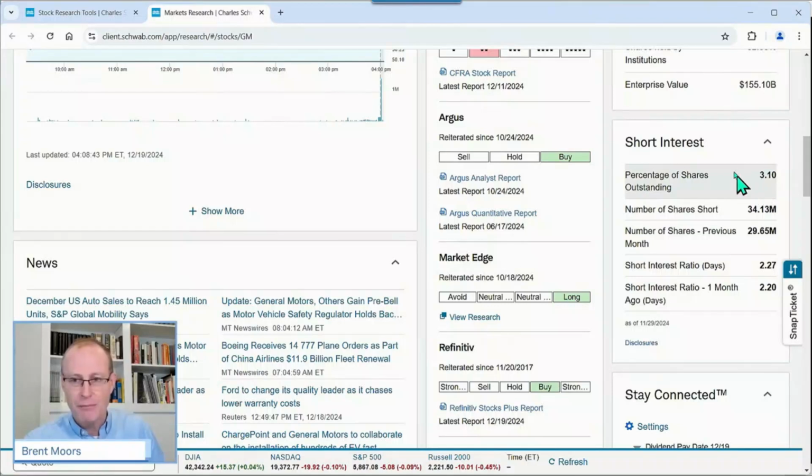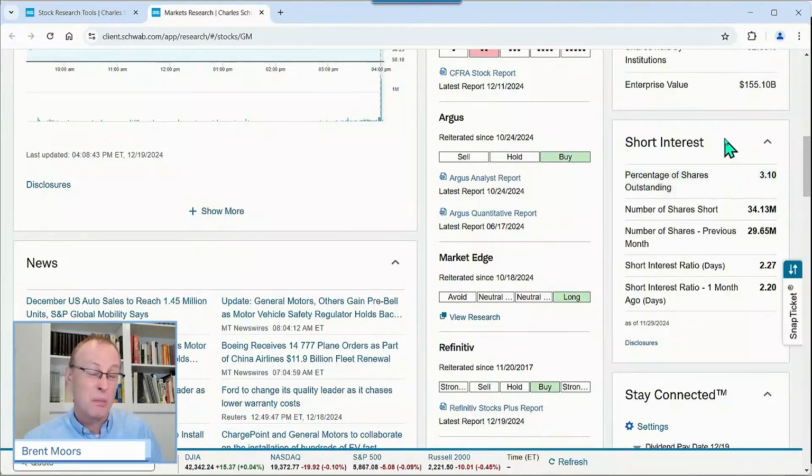3% is not an astronomical number. It's not a super high number, but it's also not super low. But if you start to see numbers that are close to pushing 10%, 8, 10%, that probably is going to raise some question marks. And a lot of investors, I'm not telling you what you need to do, will run away from companies when that short interest percentage gets closer to double digits.